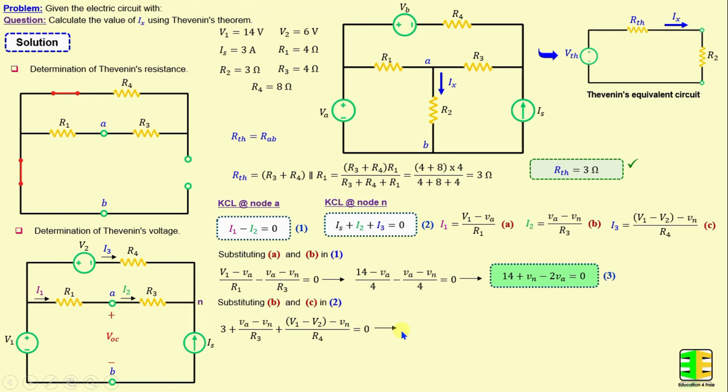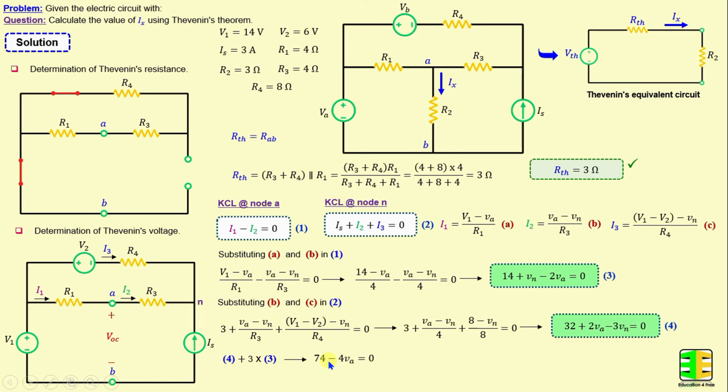If we replace the voltages and the resistors with their numerical values and continue simplifying this equation, we obtain 32 plus 2 times VA minus 3 times VN is equal to 0. Now by performing 4 plus 3 times 3, we derive one equation in terms of VA. That means VA is equal to 74 over 4, which is 18.5 volts. If we look here, VA is equal to VOC, that means VTH is equal to VA, which is 18.5 volts.